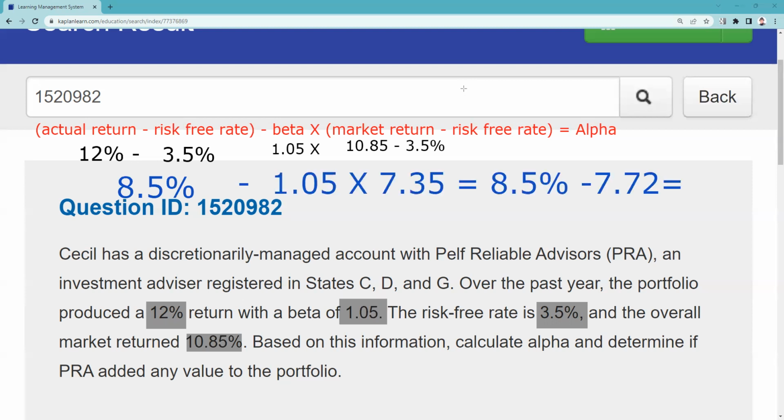And then we minus the beta 1.05 times the 7.35. The 7.35, again, is the parentheses 10.85, the market return, minus the risk-free. And again, that would mean now we end up with 8.5%. When I times 1.05, the beta, by 7.35, that is 7.72. And we end up with our answer here, which is we did have alpha, and the alpha was 0.78. And again, we did add value, right? Because alpha is the excess return over beta.